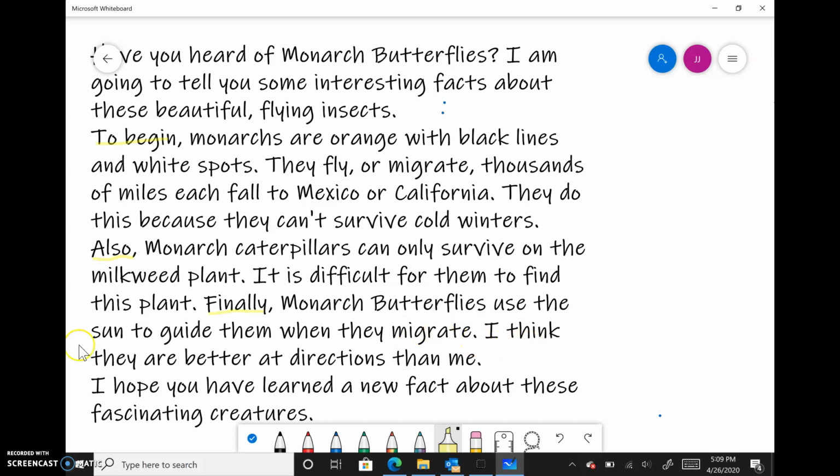Then I wrote, I think they are better at directions than me. So that was just kind of me being a little bit silly, and I like it when you add some character to your stories. It doesn't just have to be fact 1, fact 2, fact 3, but you can kind of add your own flair to it. So even though that is my opinion, it was related to the fact that they can find their way from Ohio to California or central Mexico without a map, without GPS. They use the sun. And I thought that was so much better than me finding my way around. I get lost with all those tools.